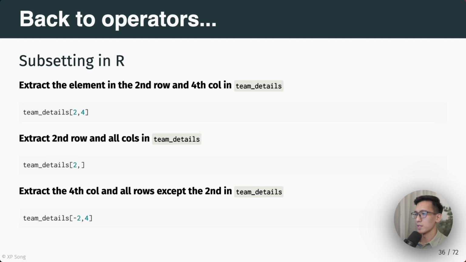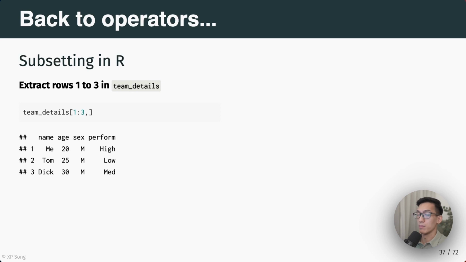Finally, we can also subset data by excluding certain index numbers. Let's say we want data from the 4th column and all rows except the 2nd row. In this case, we will use the negative sign to exclude that 2nd row. We can also subset rows based on multiple indices. For example, we can do so based on a sequence of numbers 1 to 3. Recall that the colon represents a sequence of numbers from this number to that number. So we will get these first 3 rows.